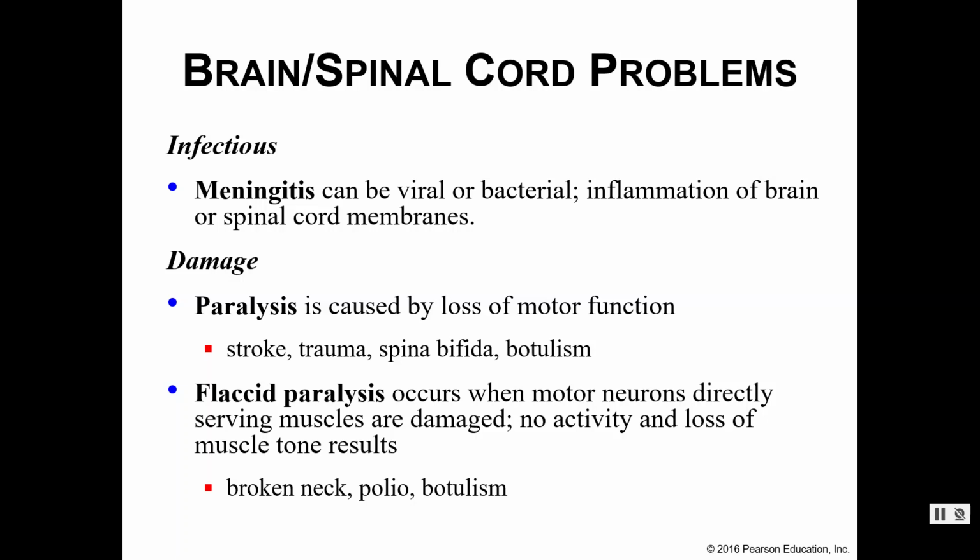So we have flaccid paralysis. When someone suffers from flaccid paralysis, then the motor neurons that directly serve particular skeletal muscles have been damaged, which would result in no activity. These muscles would no longer be able to contract, and this would also result in muscle tone loss as well. If you suffer from perhaps a broken neck or polio, or even again botulism, that could result in flaccid paralysis.